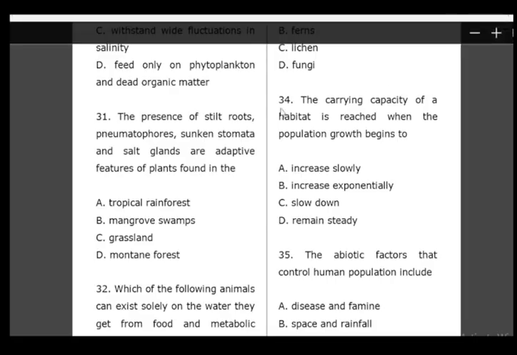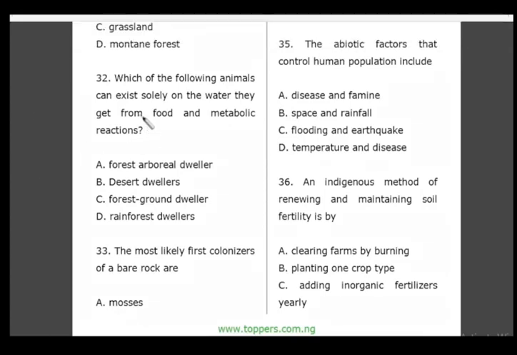So question 32 now. Which of the following animals can exist solely on water that they get from food and metabolic reactions? Option A, forest arboreal dwellers. Option B, desert dwellers. Option C, forest ground dwellers. And option D, rainforest dwellers. Now looking at all of these organisms, a particular set will not be able to get water from any other source apart from the food they eat and the metabolic reactions in the body. Metabolic reactions refers to the aftermath of digestion, respiration and all of those.